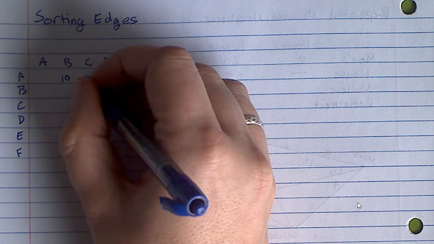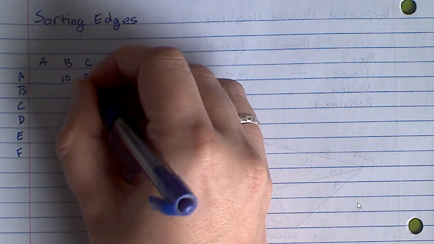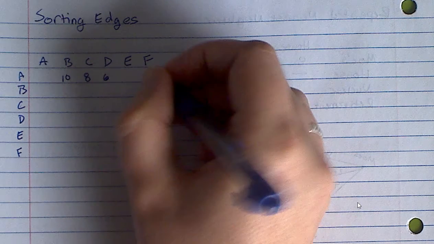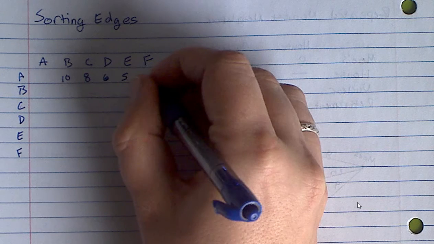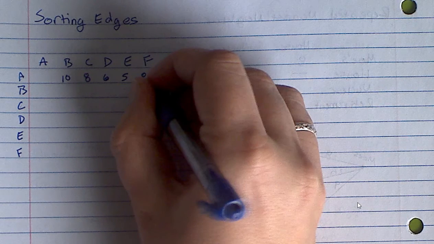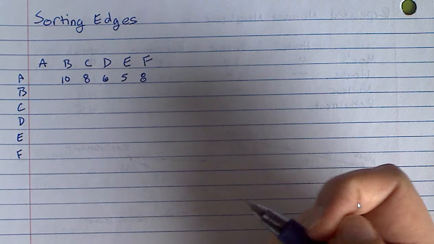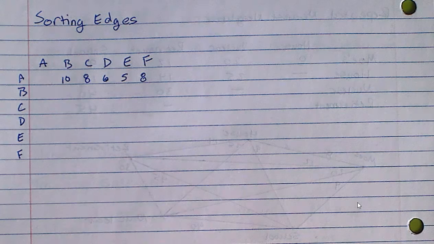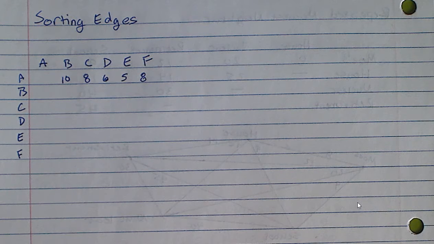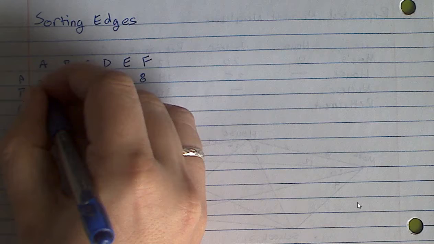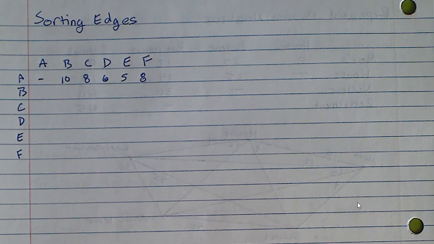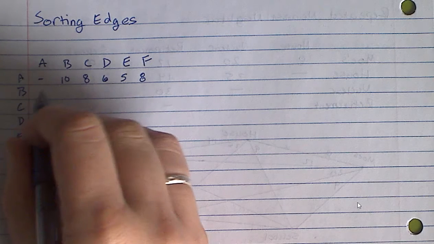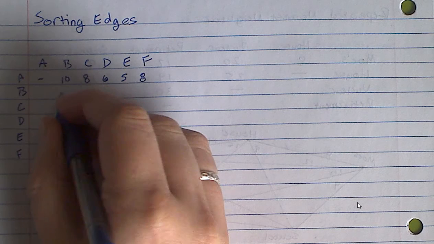From A to C is 8, A to D is 6, A to E is 5, and A to F is 8. From A to B is a 10. And then from A to A is nothing because A is A. I don't have to do B to A because there's already an A to B. And I don't have to do B to B because B is B.